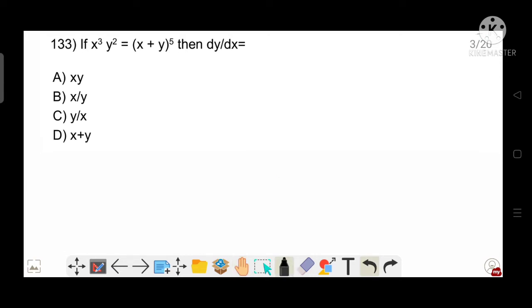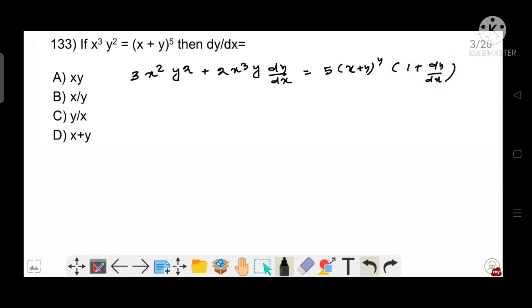On this we can also calculate the derivative. This is a similar process, you should try. Also I can make the answer. Okay, now write 3x square y square plus 2x cube y dy by dx, which is equal to 5 into x plus y to the power 4 into 1 plus dy by dx, isn't it? X to the power n derivative is n into x to the power n minus 1.